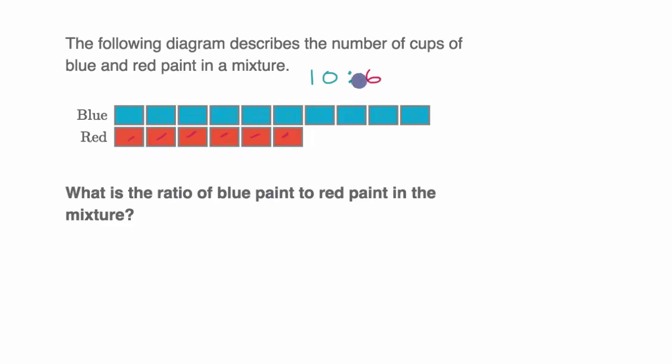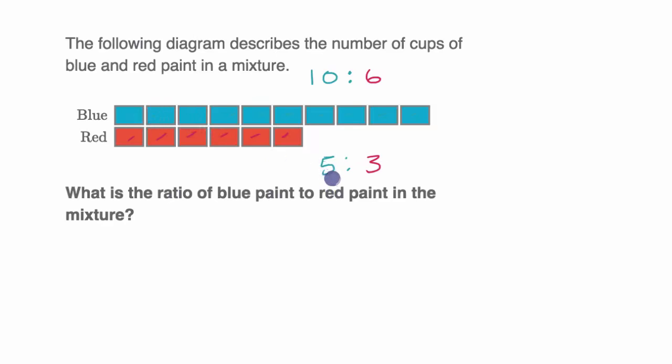red paint. But this isn't in, I guess you could say, lowest terms or most simplified terms, because we can actually divide both of these numbers by 2. So if you divide 10 by 2, you get 5. I'll do that in blue. And if you divide 6 by 2, you get 3. So one way to think about it is for every 5 blue squares, you have 3 red squares in this diagram, in this tape diagram that's sometimes called.